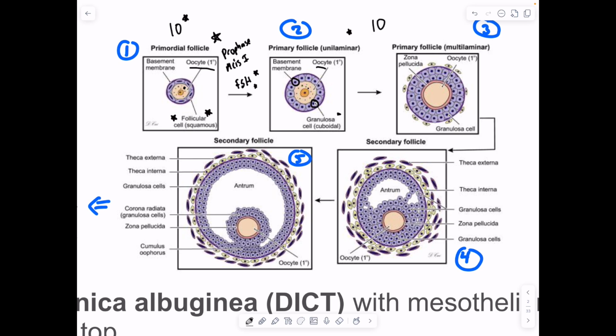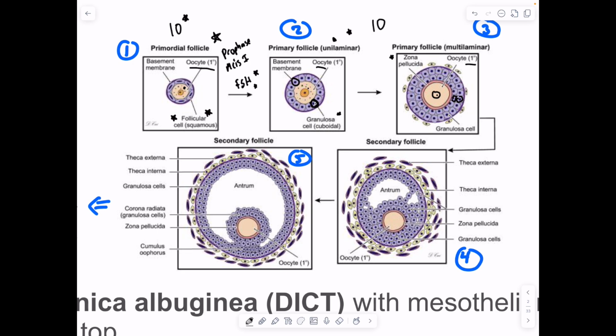All right, so after we've become a primary follicle as a result of FSH, then we have continued growth of granulosa cells, meaning they're going to divide, and so you go from a unilaminar single layer of granulosa cells to a multilaminar, which you can see here. And now you have a primary follicle that's multilaminar. Still, the oocyte in the center is a primary oocyte. I don't know why they don't show the nucleus here, but it would be there.